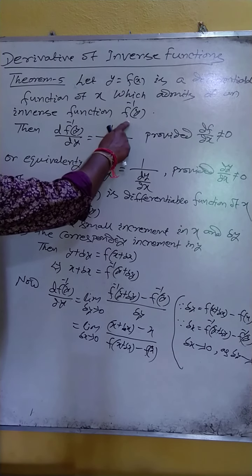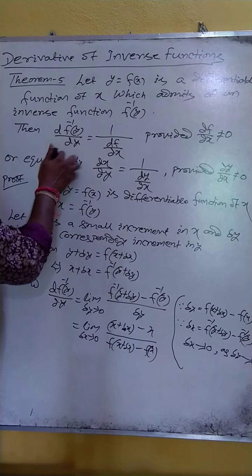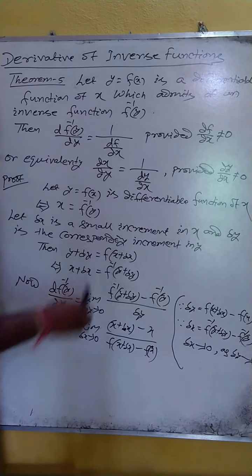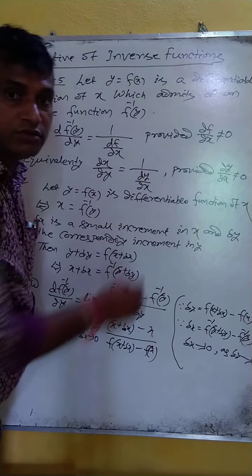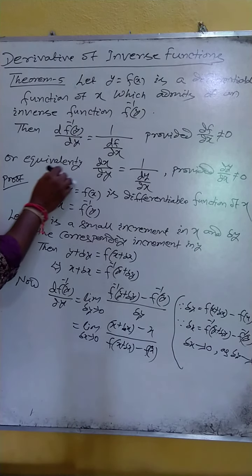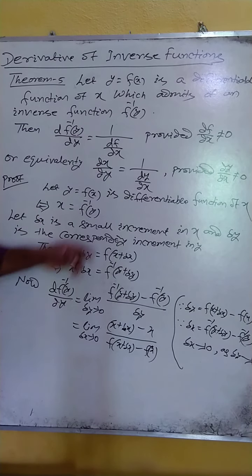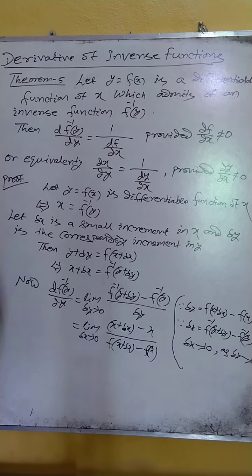That is, it is a bijective function, so its inverse exists. Then d f inverse of y divided by dy is equal to 1 by df by dx, provided that df by dx is not equal to 0. Or equivalently, we can write it as dx by dy equals 1 by dy by dx, provided that dy by dx is not equal to 0.